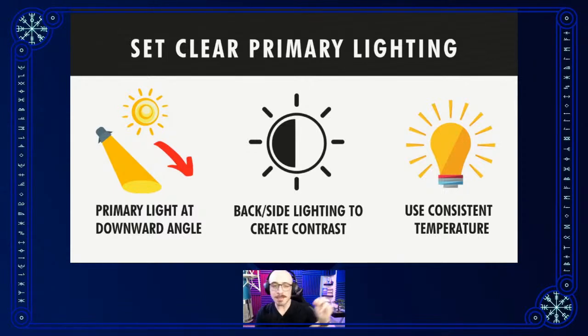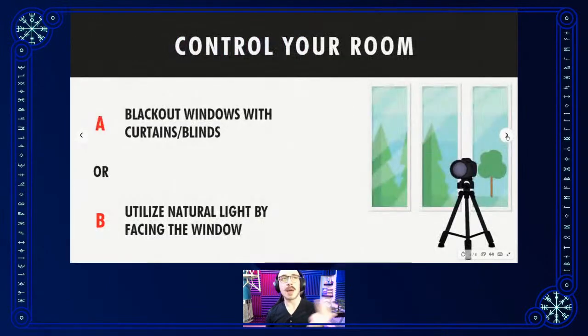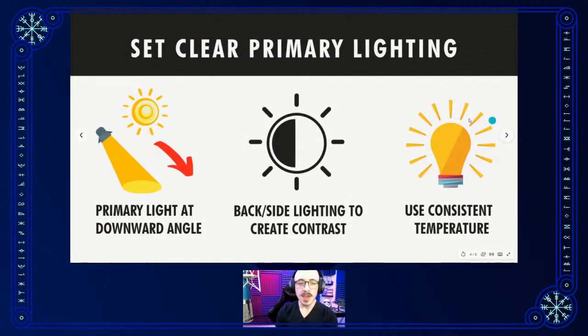But for right now, let's get back to lighting here. For the people that are just joining us, these are the three pieces we're going over: controlling your room, setting your primary lighting, and we're about to hop into the third part. So here's your recap. Downward angle for your primary lighting. Make sure they're not super bright. That's another piece you can overdo here.